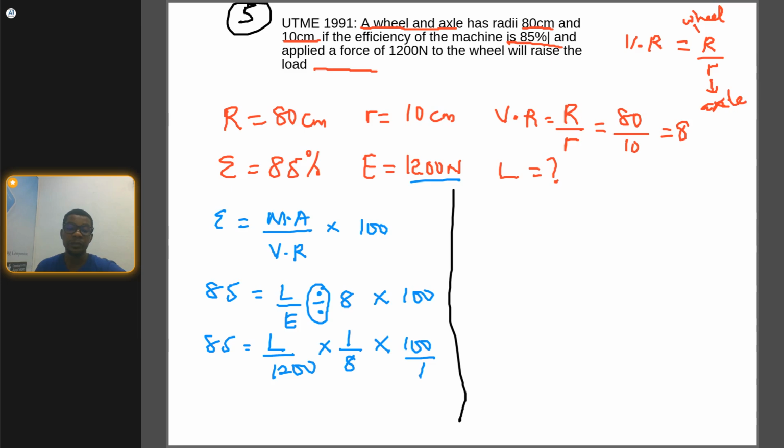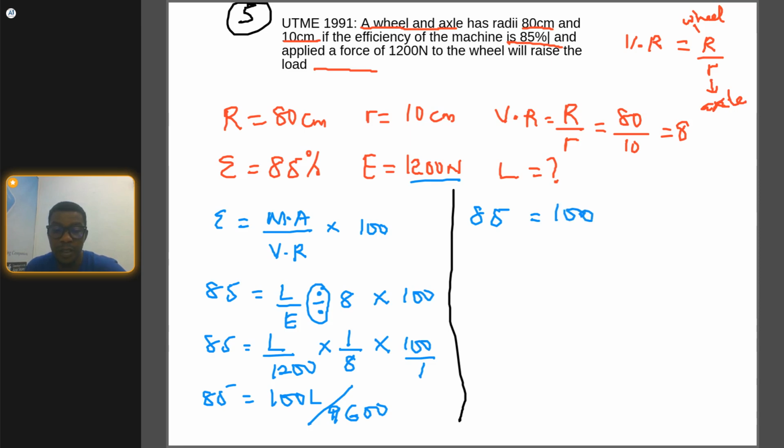Then times 100 over 1. 85 equals load L times 1 times 100, that is 100L over 1,200 multiplied by 8. 1,200 multiplied by 8, we have 9,600. So 85 equals 100L over 9,600 over 1.